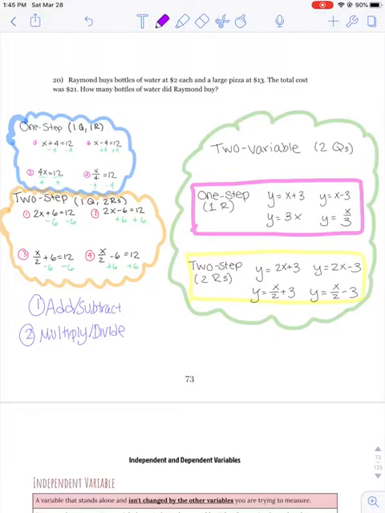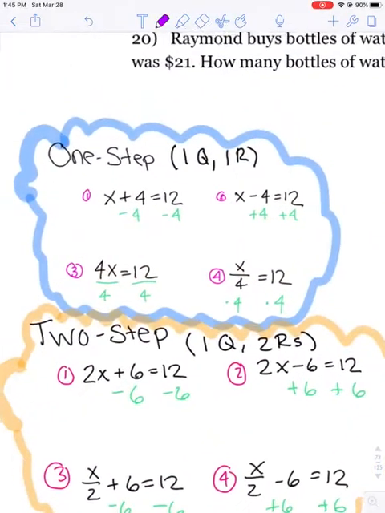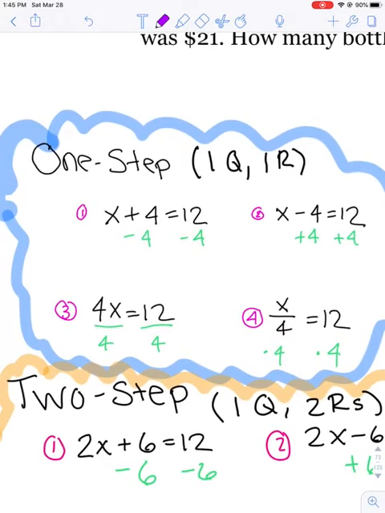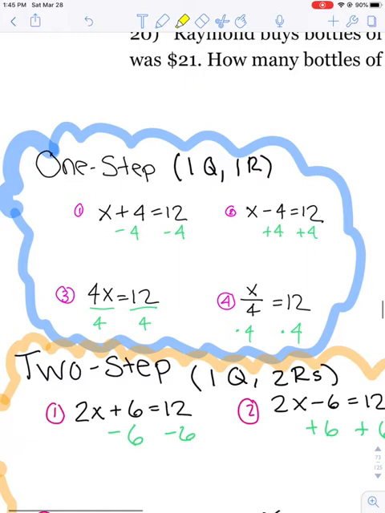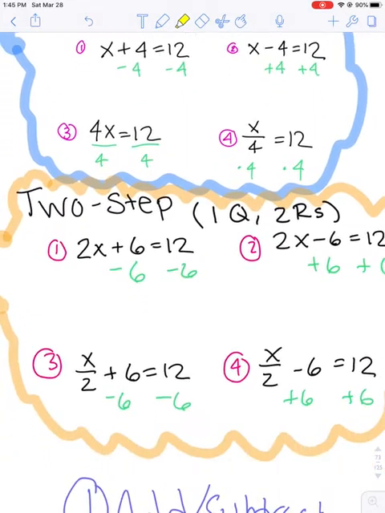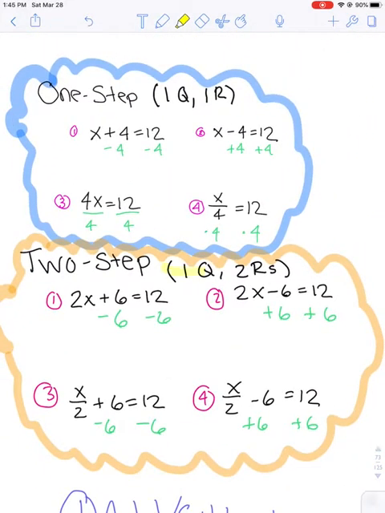Hey everyone, so we are going to talk about our last type of equation today. Let's review the ones we've talked about so far. In this blue cloud, we have our one-step equations, and I added this note right here that one-step equations have one quantity and one relationship. The quantity tells you what the mystery unit is, and there's only one mystery unit, and there's one relationship that tells you the one operation that there is. So that blue cloud has all of our one-step equations.